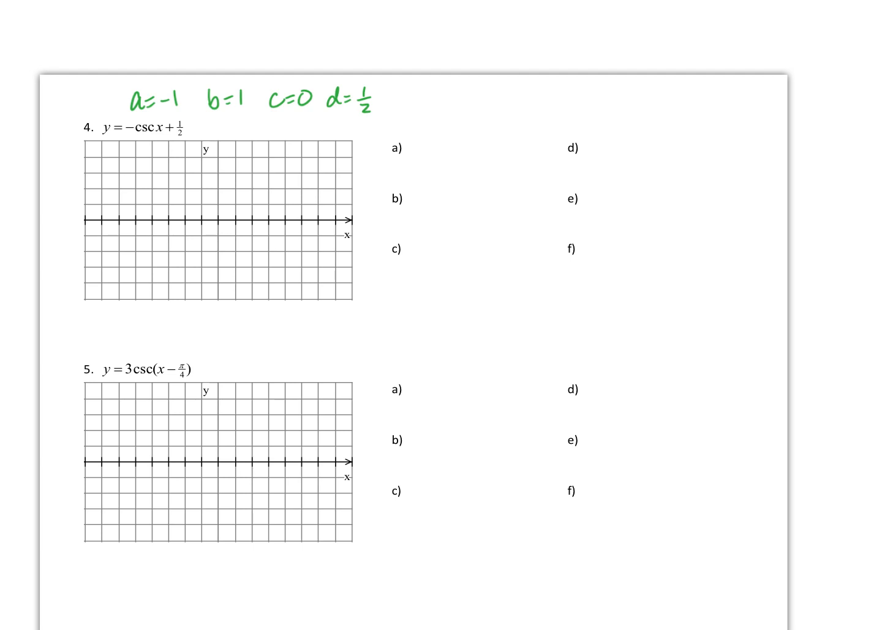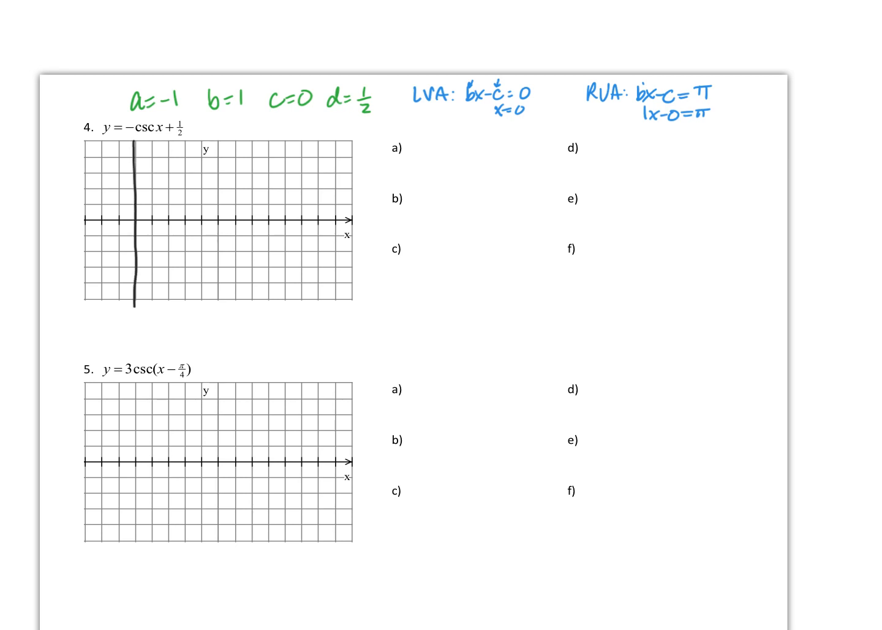Let's think about this. My left vertical asymptote would be bx minus c equals 0. Well, b is 1 and c is 0, so it's just going to be the same, isn't it? X is 0. That means my right vertical asymptote, which is bx minus c equals pi. Again, b is 1, so x is just pi. Thankfully, those didn't change, so we can start graphing this.